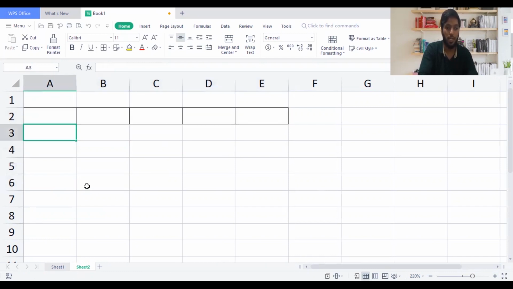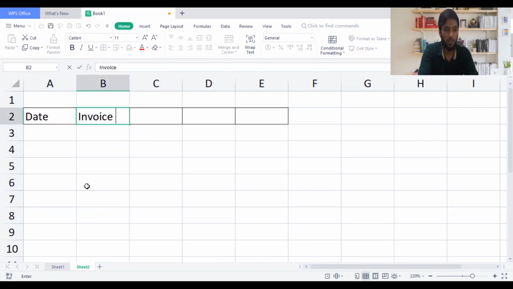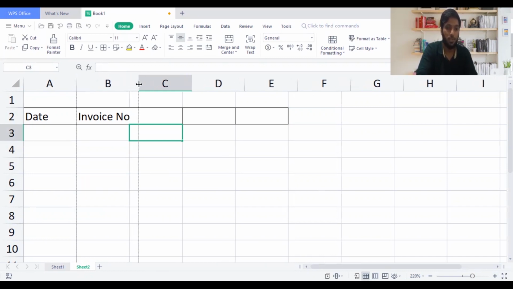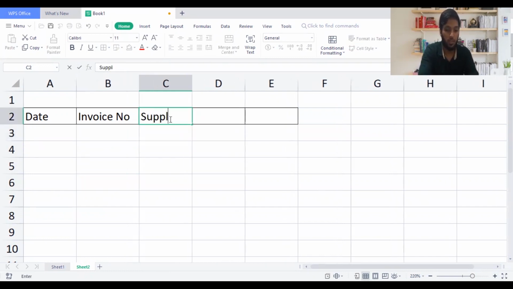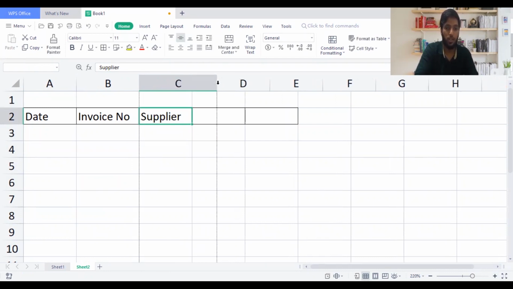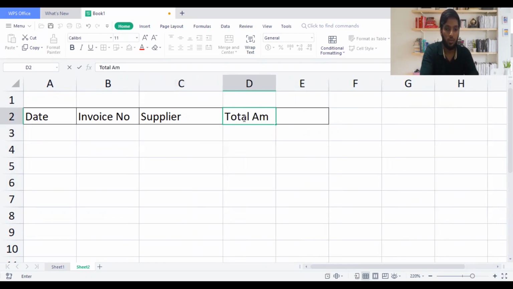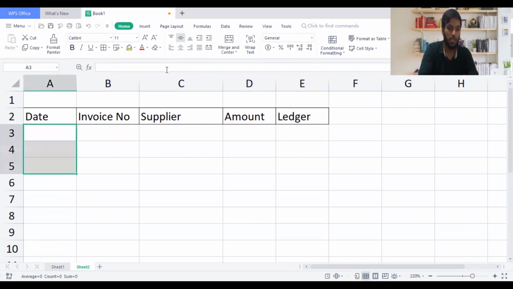Let me start with the date. Date. Then we have invoice number. Then, remember this is a credit purchase, so we have supplier. Then we have the total amount. You can write amount or total amount, whatever you feel convenient. The examiner doesn't reduce marks for that. And also you have ledger page. So you can write ledger if you need. You don't use the ledger in the exam, but still the format is mandatory to put.